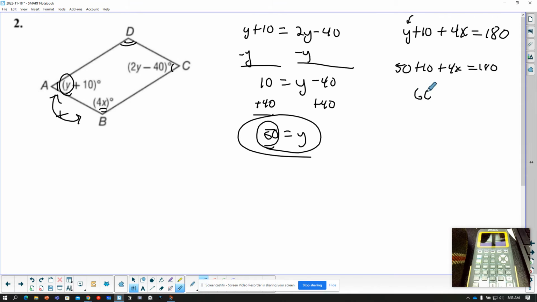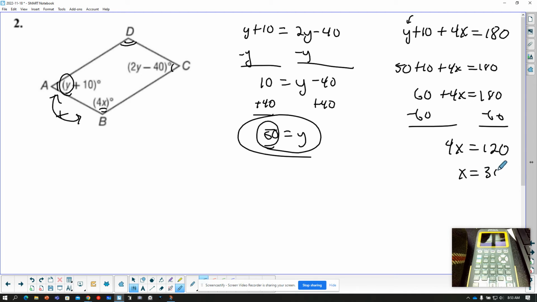50 plus 10 is 60. Subtract 60 from both sides. I get 4x equals 180 minus 60 is 120. Divide by 4, x equals 30.